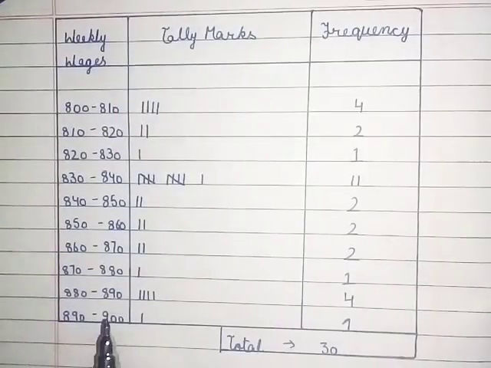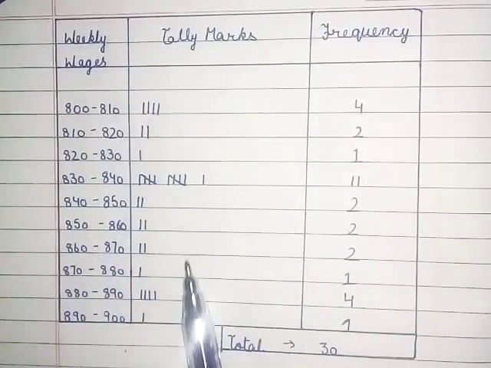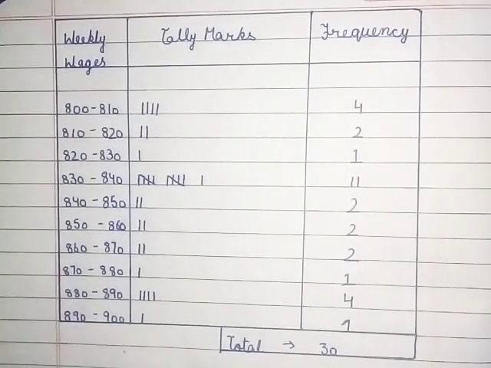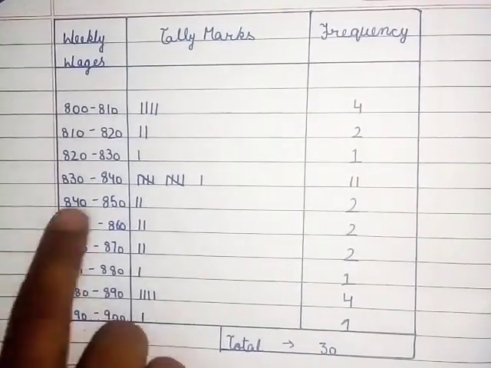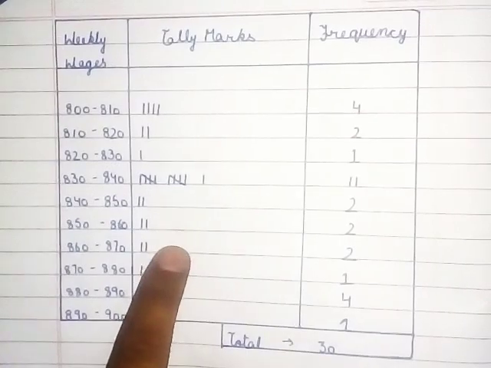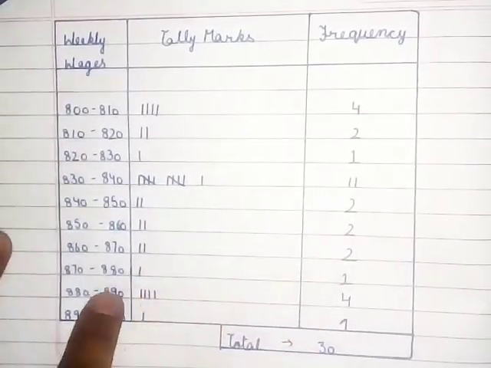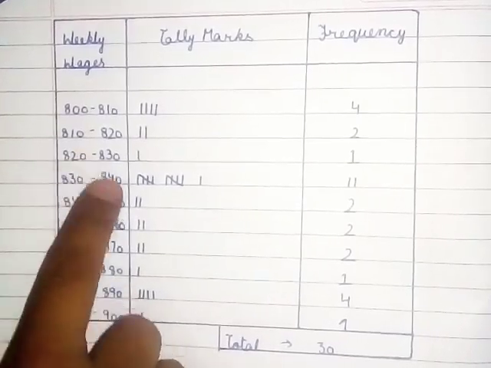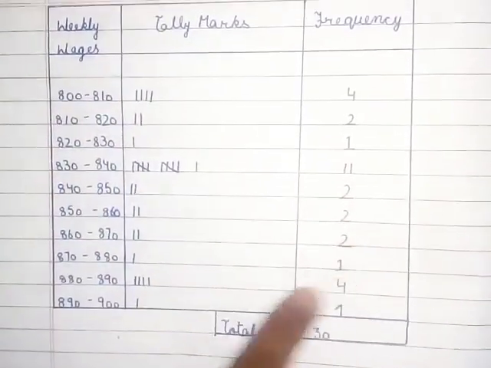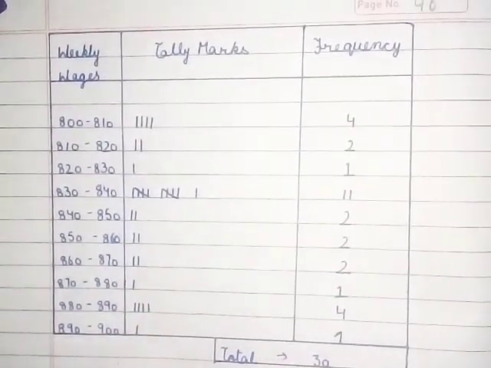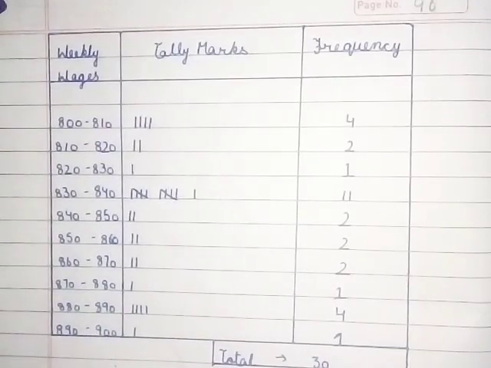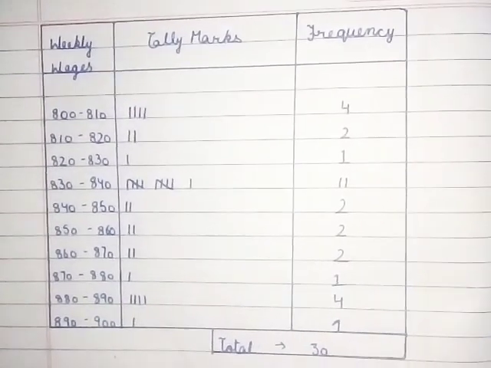Friends, this is the frequency table of question number 3. And on the basis of this frequency table, we have to answer question number 4. So let's start. First we will make a histogram of this frequency table. So let's see what a histogram is and how it can be made.